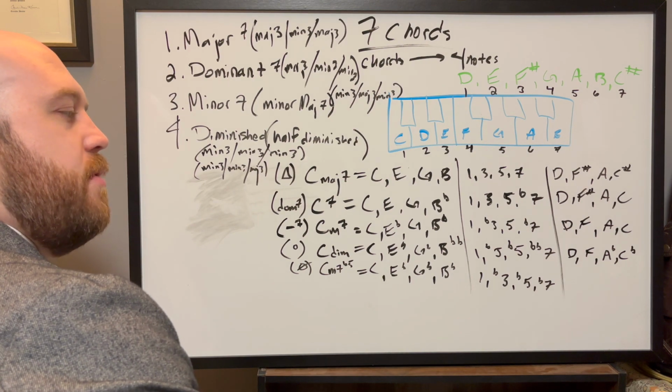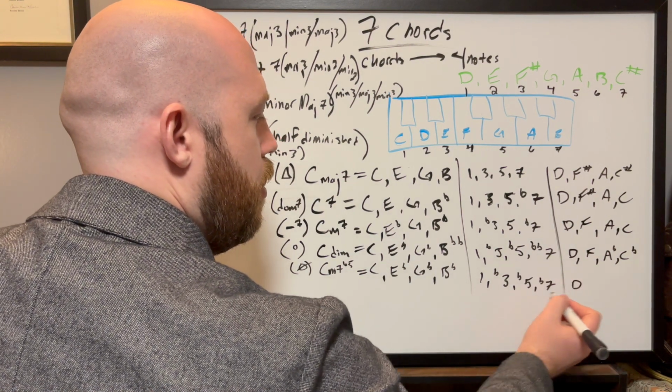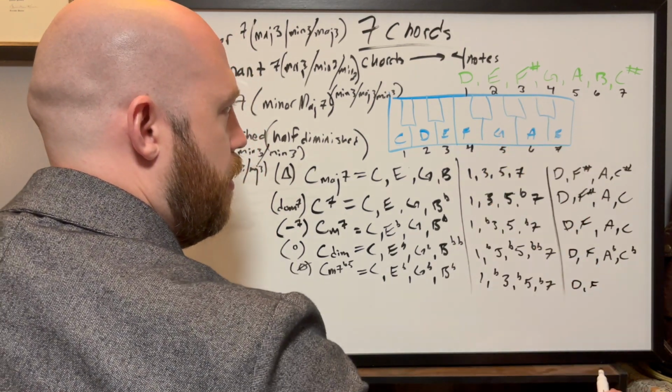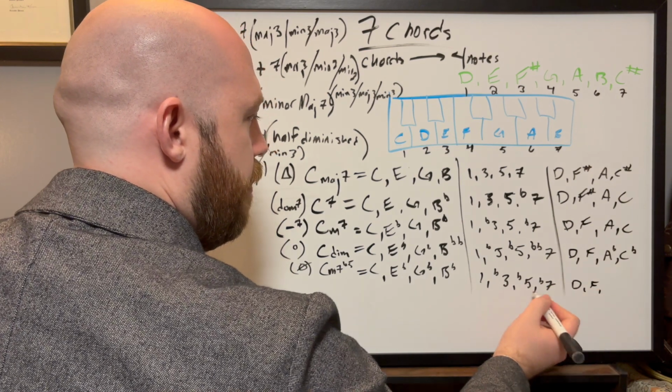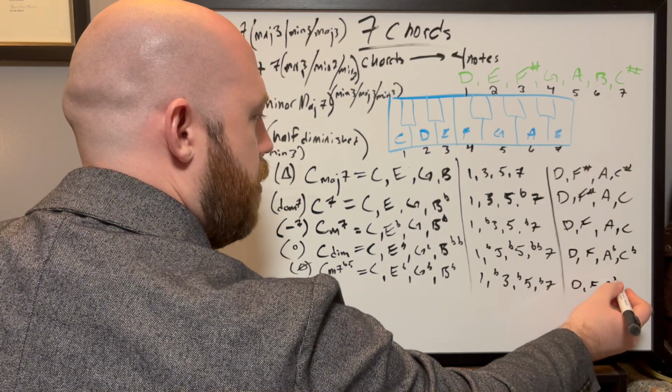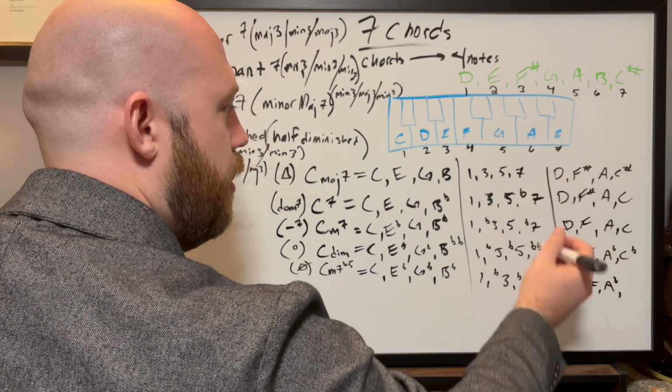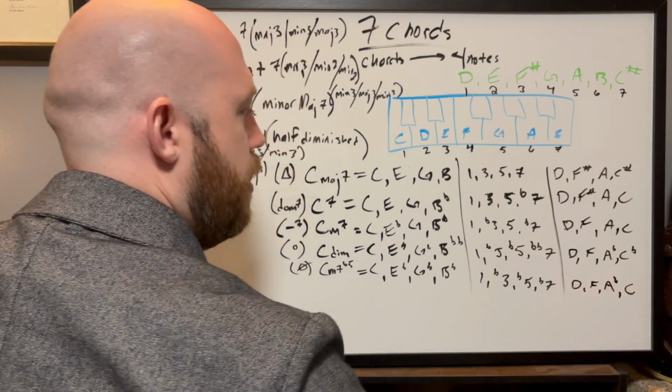Okay. Half diminished, 1. Flat 3, we know is F, because our regular 3 is F sharp. Flat 5, which we figured out, was A flat. And a regular flat 7, which we did here, is C.